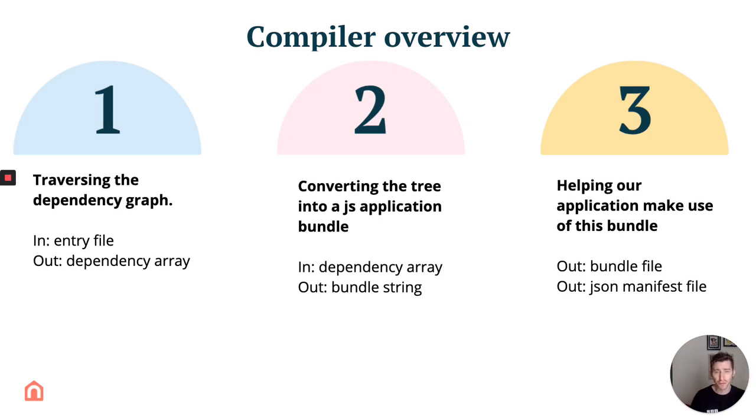So, the compiler overview: a couple of simple parts that we're going to be making use of today. And I've tried to stick to how Webpack does it. We've got traversing the dependency graph, then converting the tree into a JavaScript application bundle. So we start, number one, with an empty file and produce the dependency array. After that, we take in this dependency array and spit out a bundle string. And then the final part is helping our application make use of this bundle. So we're going to take this bundle file and also spit out a JSON manifest file, so our application can make use of it.